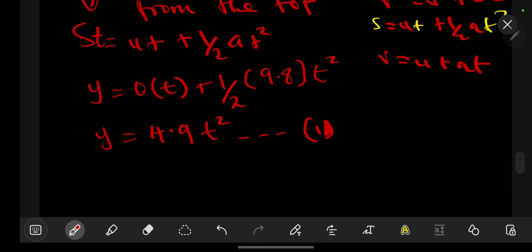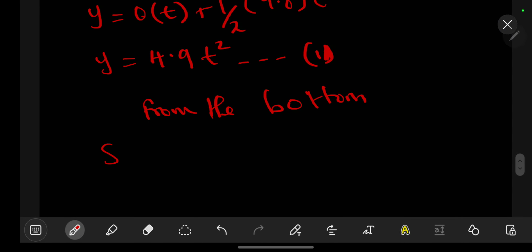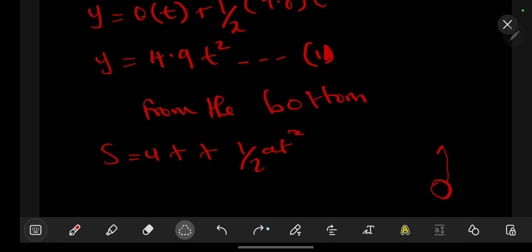Now let's look at it from the bottom. Here we have S equal to UT plus half AT squared. Now remember, if something is pushed up, this is only possible if we have some initial velocity. So that's the only possibility. If it has got some initial velocity, that's when it can be pushed up.